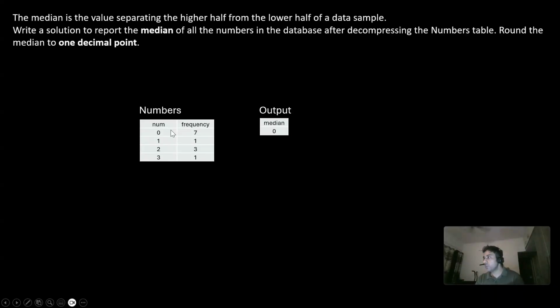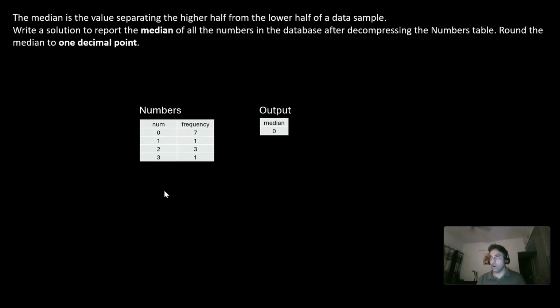So if I decompress this table, I will have 0 repeated 7 times, then 1 just once, and 2 repeated 3 times, and then 3. In total, there will be 12 rows in my decompressed table. Why 12? Because if you sum all the frequencies, it comes out to be 12: 7 plus 1 plus 3 plus 1. So the numbers will be repeated with their corresponding frequencies.